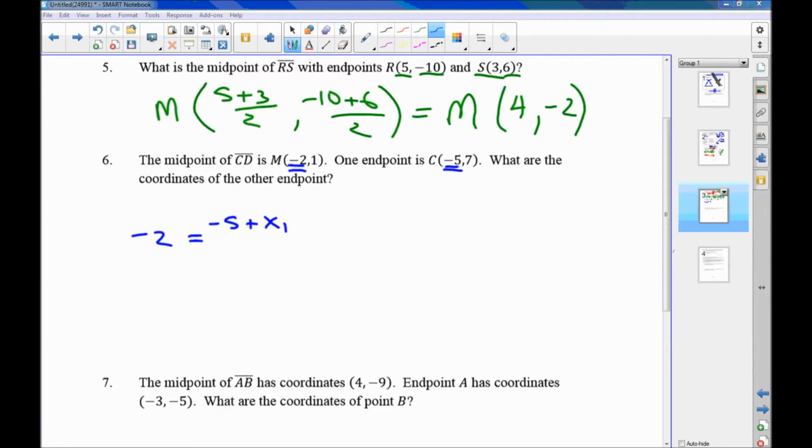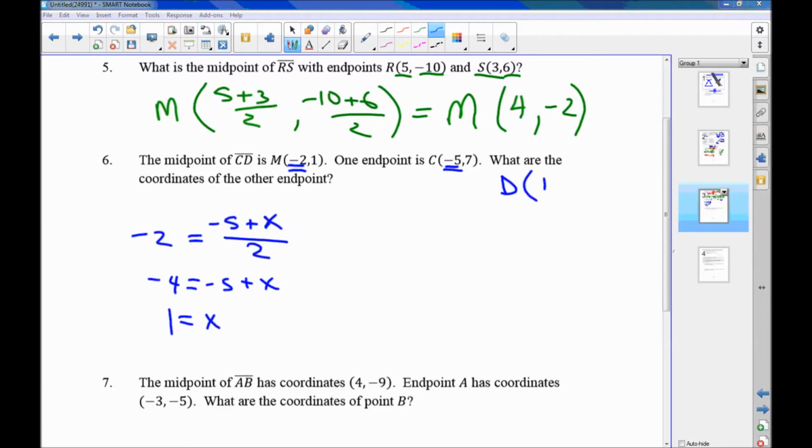You'll see in the book they're going to put x1 here just for a coordinate x1, because this is the x coordinate of the D. And then we're going to divide that by 2. So we have to solve this for x to find the x coordinate. So I'm going to multiply both sides by 2 to get -4. Remember that big bar is a grouping symbol. We have to do it last. And then we're going to add 5 to both sides to get 1. So now I know my x coordinate of D. So D has an x coordinate of 1.